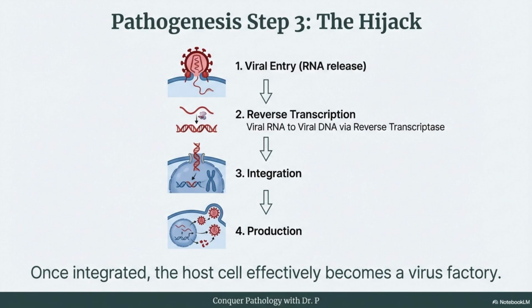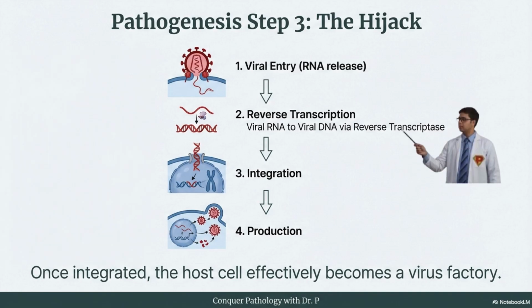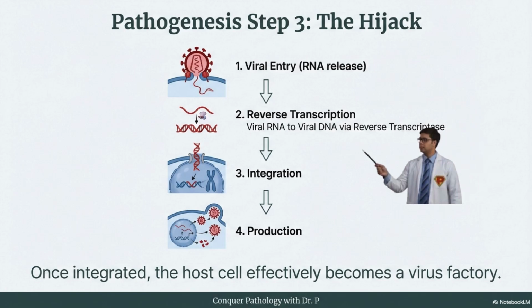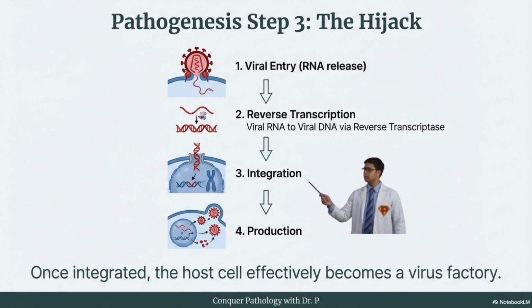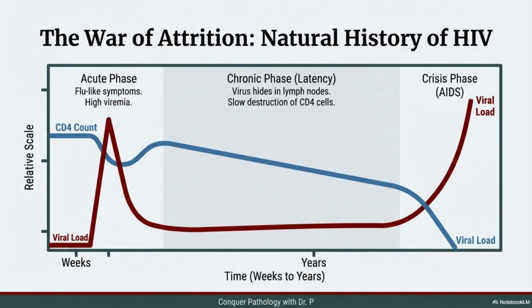Pathogenesis step 3, the hijack. Virus enters the nucleus and tells the cell. Virus uses an enzyme called reverse transcriptase. It converts its own viral RNA into DNA. This viral DNA inserts itself into your DNA. Now the T cell is no longer a soldier, it is a virus factory. This war happens in 3 distinct phases over time. Let's break down the pathology of each.